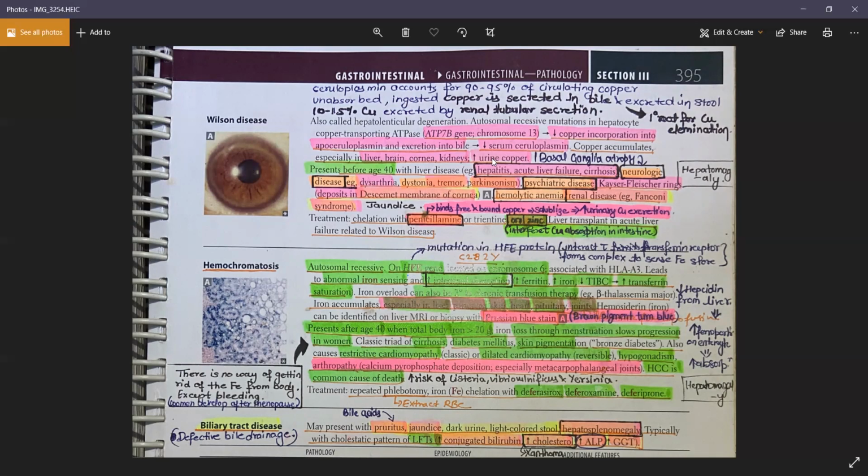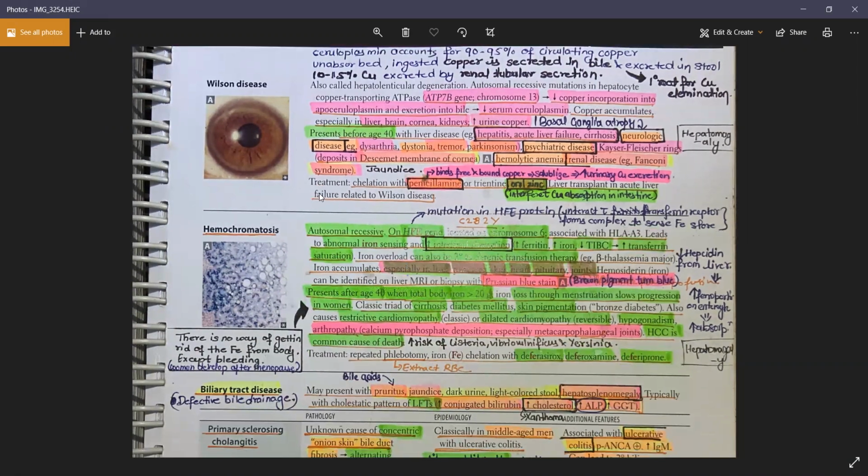I have one question. Yes. Since the ATPase can't transport copper from the hepatocytes to the blood, then how does copper enter the blood and lead to deposition in multiple tissues? Is it because of hepatocellular damage? Yes, exactly. The cells will get damaged and they will release the copper into the circulation. Okay, got it. Thank you.